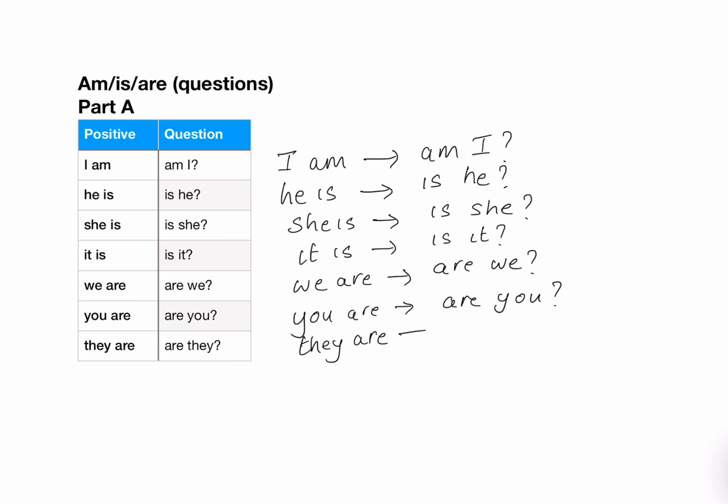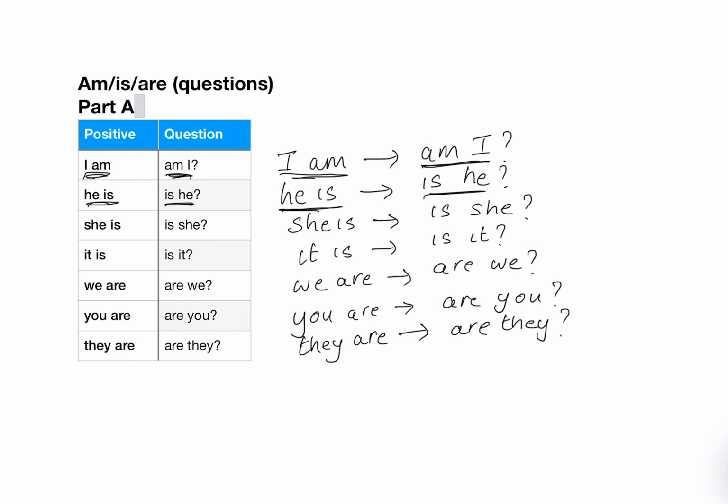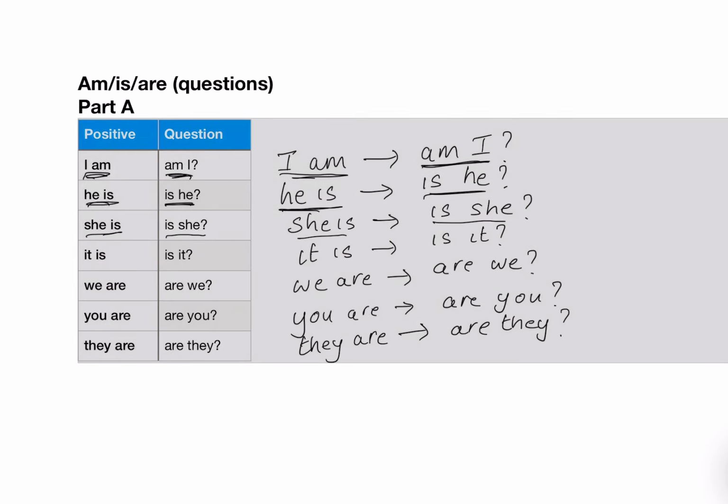So I am becomes am I. He is becomes is he when it's in a question. She is becomes is she when it's a question. It is becomes is it. Just repeat that. It is becomes is it.